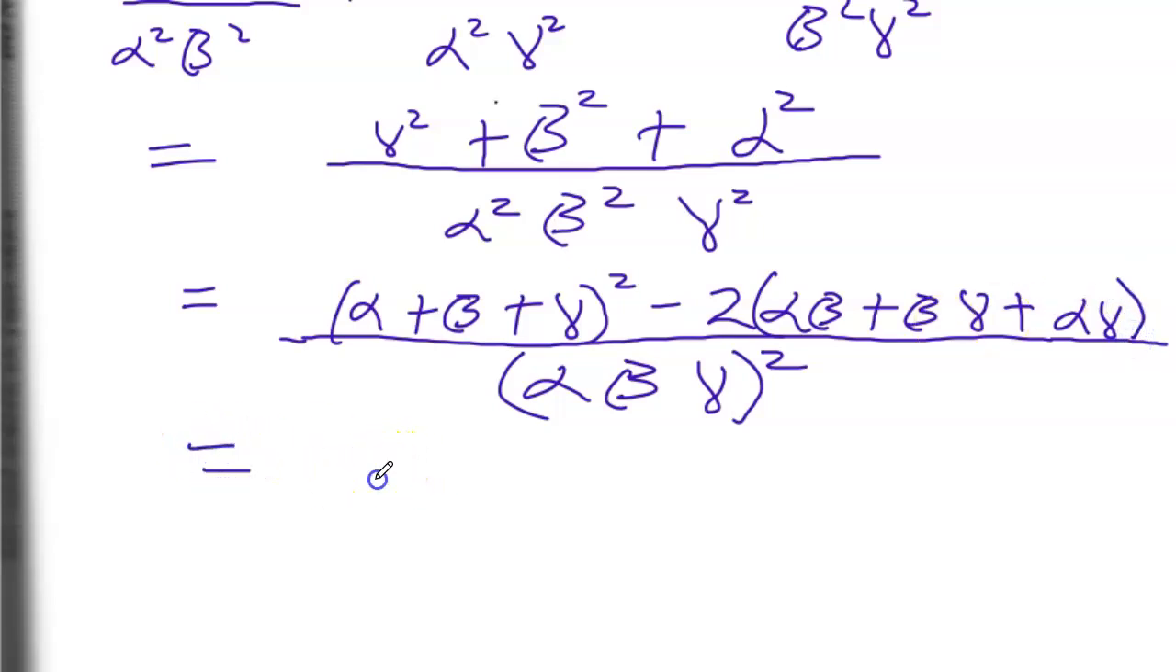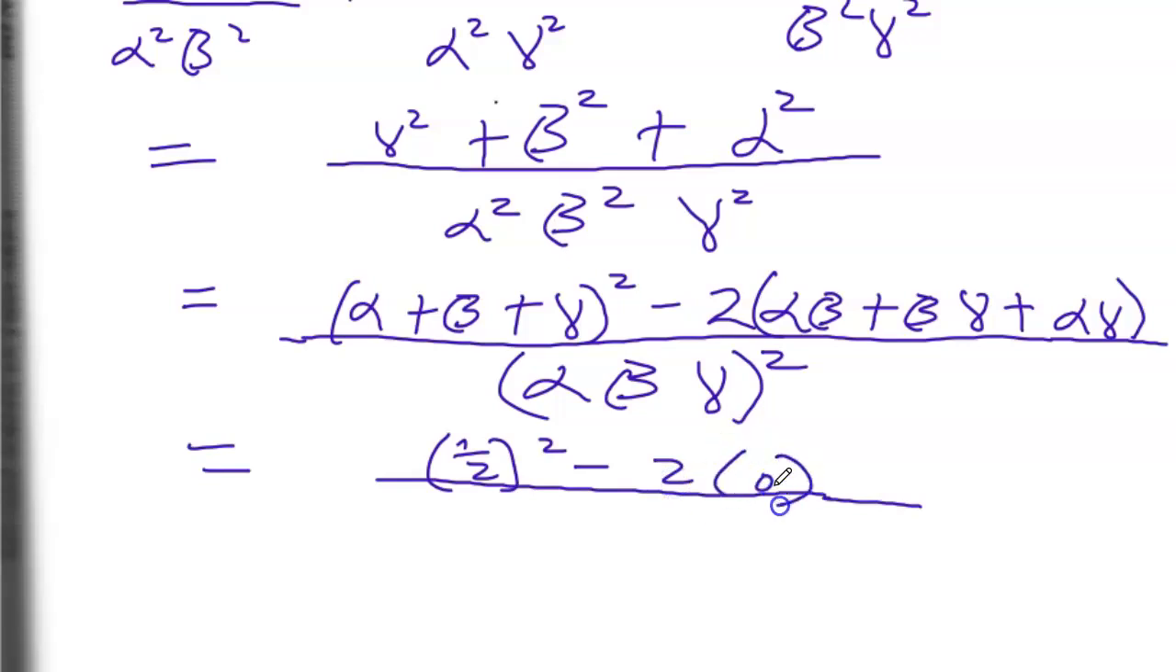And we have all these values. Remember, the sum was half, so half square, right? Minus 2 times what we have in the bracket, which was 0, right? And of course the product was half again, so half square. So half square upon half square, divided by itself, is 1. So the coefficient of the x is 1.